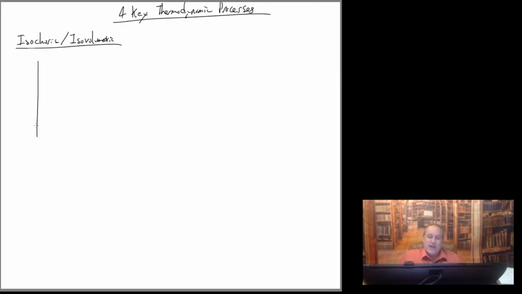If we draw the PV diagram, it's a vertical line. It could go up or down. It doesn't matter up or down. Those would both be constant volume processes. And what's special about the constant volume process is that the area underneath a vertical line, you know, that would be the work. What area do you get underneath a vertical line?